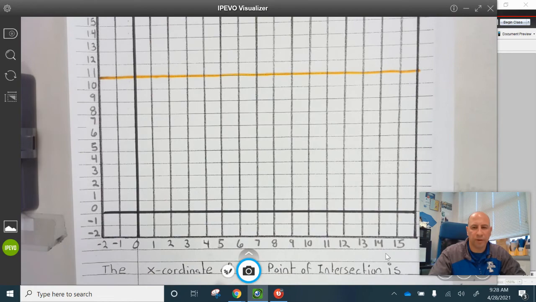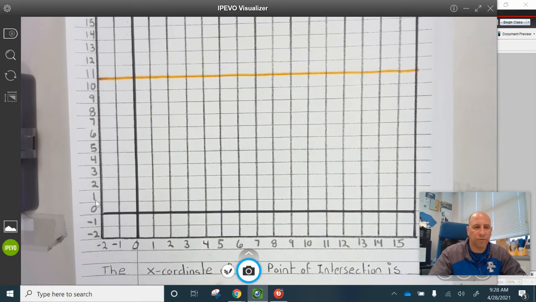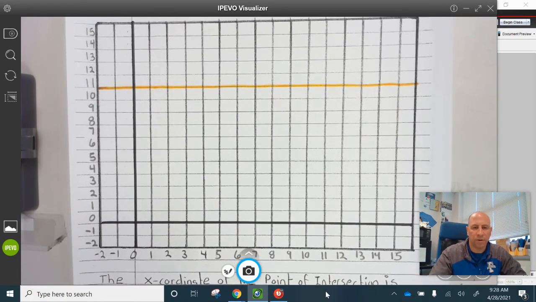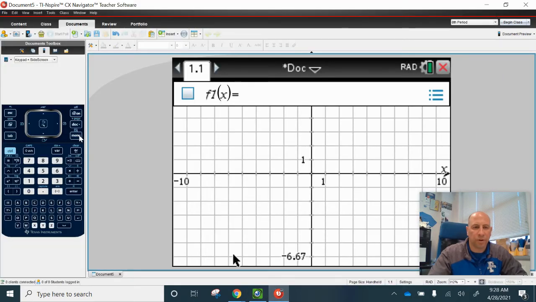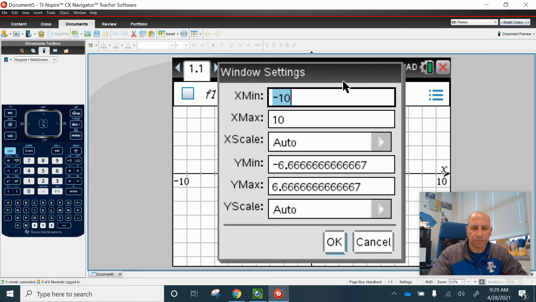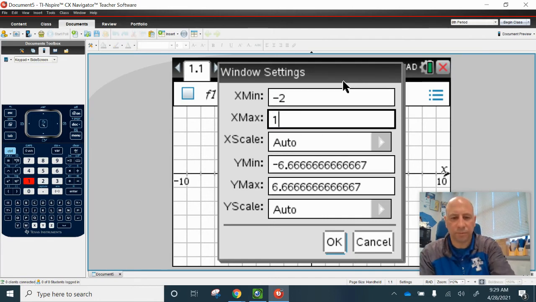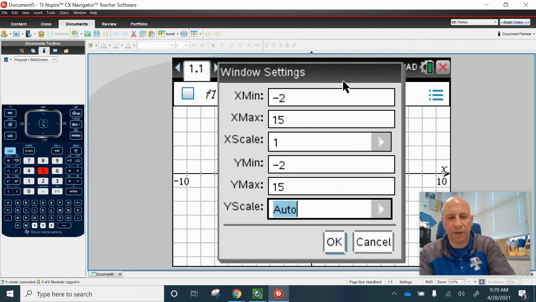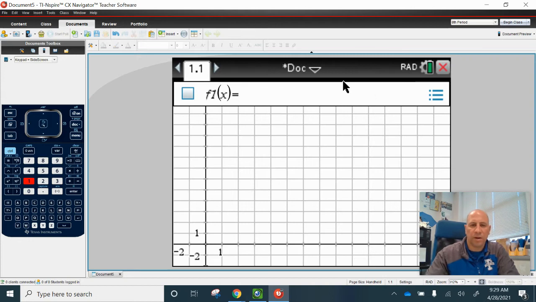So this goes from -2 to 15 counting by ones. This goes -2 to 15 counting by ones. All right, so we're going to go to Menu, Window Zoom, Window Settings, -2 to 15 counting by ones, -2 to 15 counting by ones. All right, now the window is adjusted.